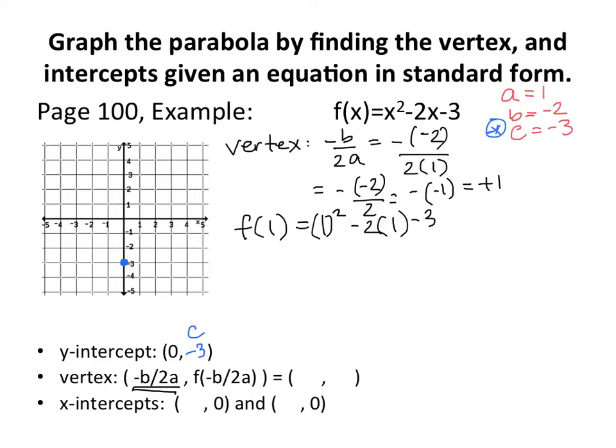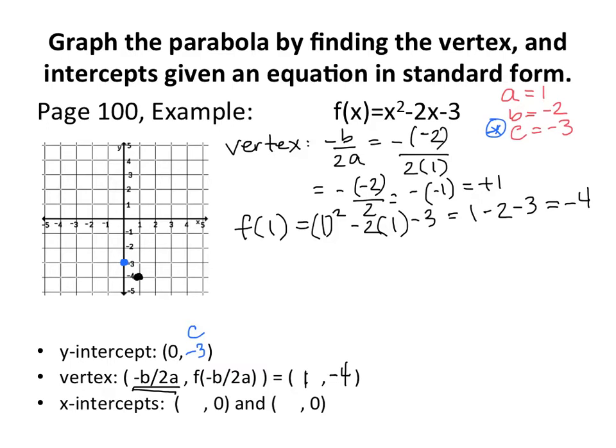When I simplify that, I get 1 minus 2 minus 3. 1 minus 2 is -1, subtract another 3 is -4. This tells us that when our input is 1, our output is -4. So we get the coordinate 1, -4. And I'm going to graph that right now. There we go. 1, -4.